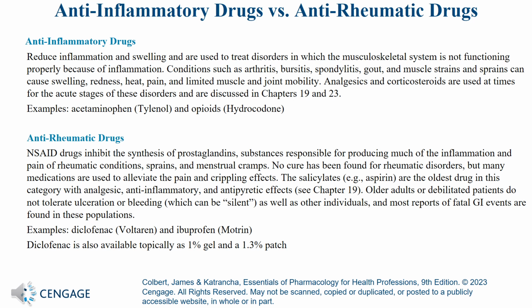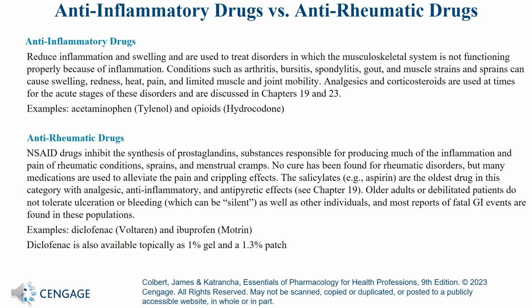Some medication examples are Tylenol and hydrocodone. Anti-rheumatic drugs, like the NSAIDs, inhibit the synthesis of prostaglandins, which are substances responsible for producing much of the inflammation and pain of rheumatic conditions, sprains, and menstrual cramps. No cure has been found for rheumatic disorders, but many medications are used to alleviate the pain and crippling effects. Aspirin is the oldest drug in the category, with analgesic, anti-inflammatory, and antipyretic effects.